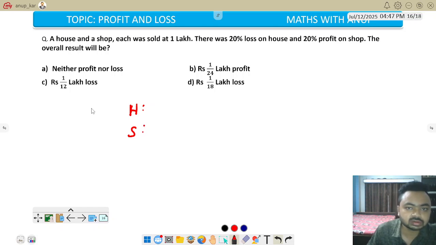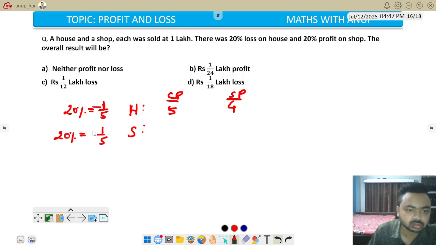There was 20% loss on the house. 20% means 1 by 5. So my cost price and selling price ratio will be how much? It will be 5, and 5 minus 1 is 4. And 20% profit on the shop, it will be 5 to 6. Each was sold at 1 lakh. So this is the important line.